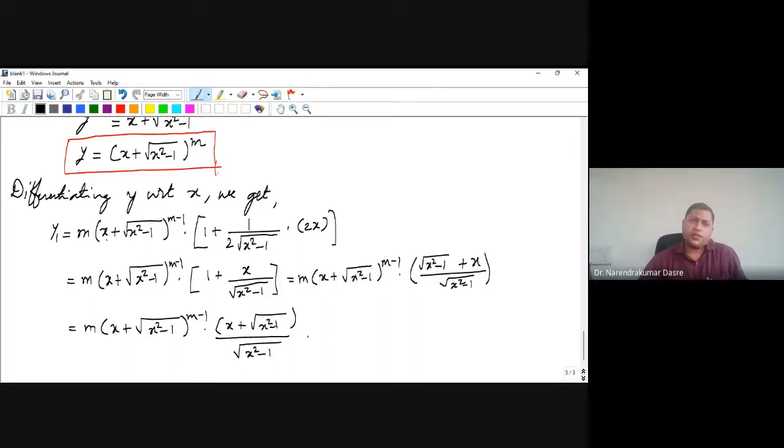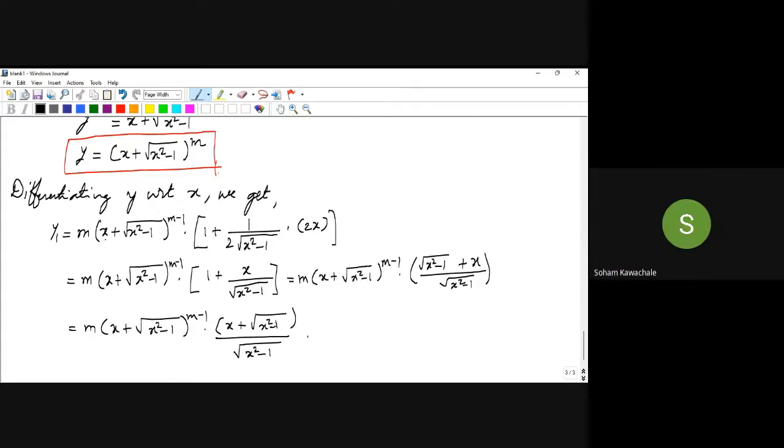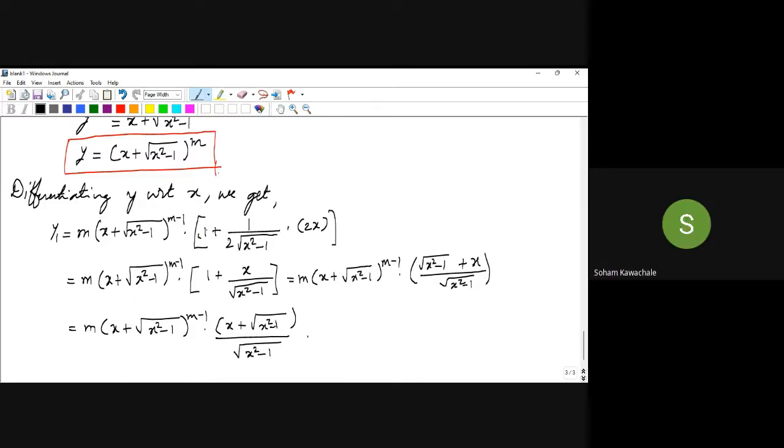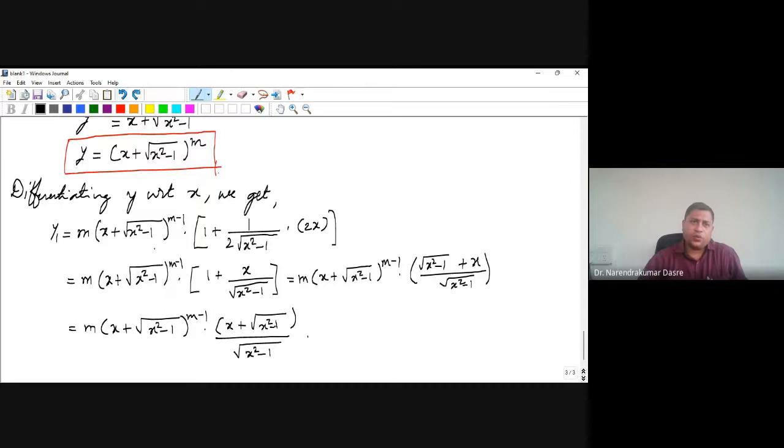We have to consider the derivative of this term. So derivative of this x is going to be this one, right? Yes, sir. And now the derivative of this term we have to consider. We know d by dx of root x is simply 1 upon 2 root x.